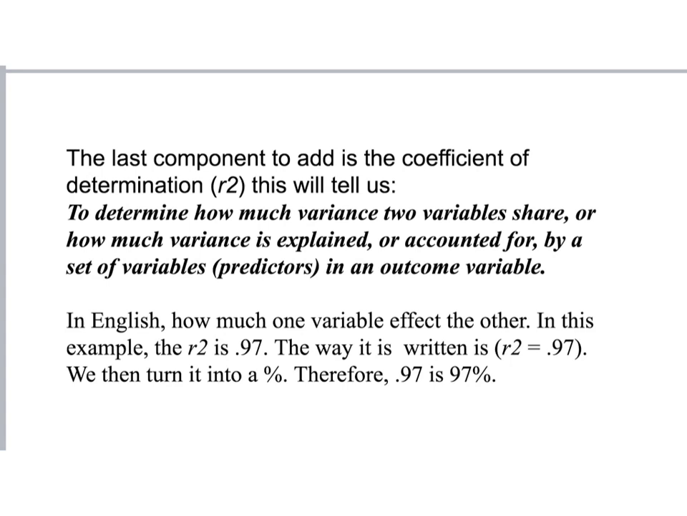The last component is to add the coefficient of determination, which tells me how much variance two variables share, or how much variance is explained. That's the big word right there: explained or accounted for by a set of variables and an outcome variable. In English, how much one variable affects the other. In this case, the R2 is 0.97. Taking 0.985 and squaring it, it comes out to 0.97. The way it's written is R2 equals 0.97. Then we turn it into a percentage, so 0.97 is 97%.